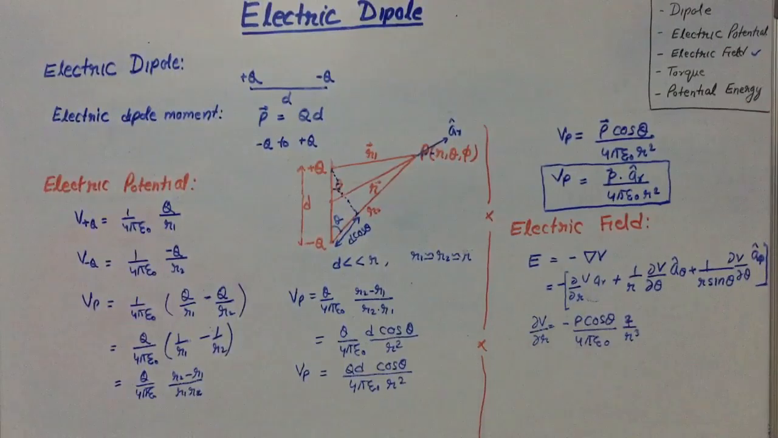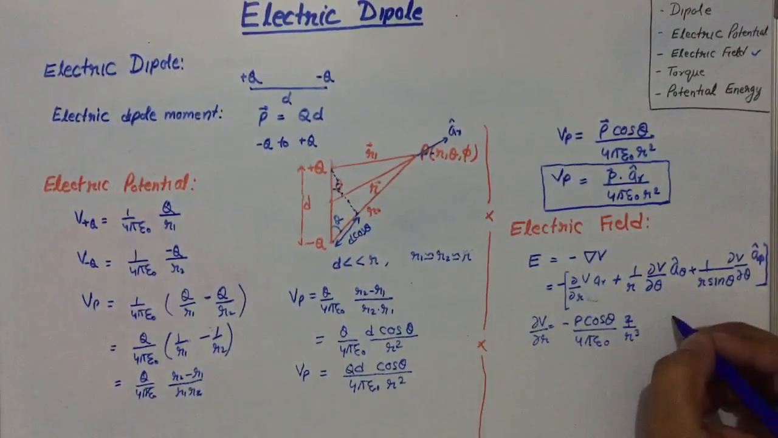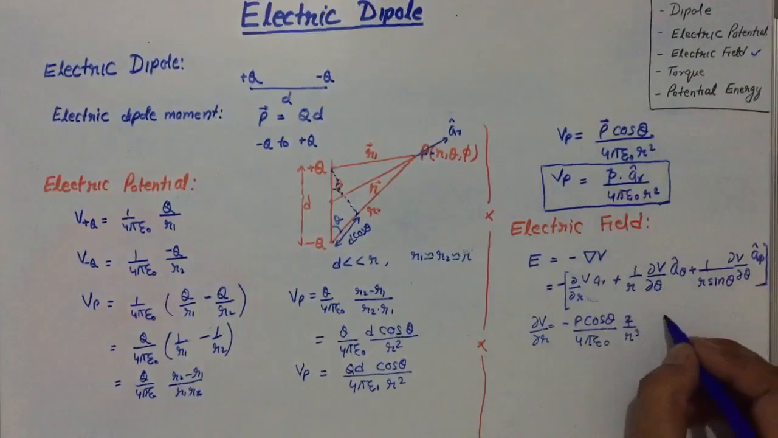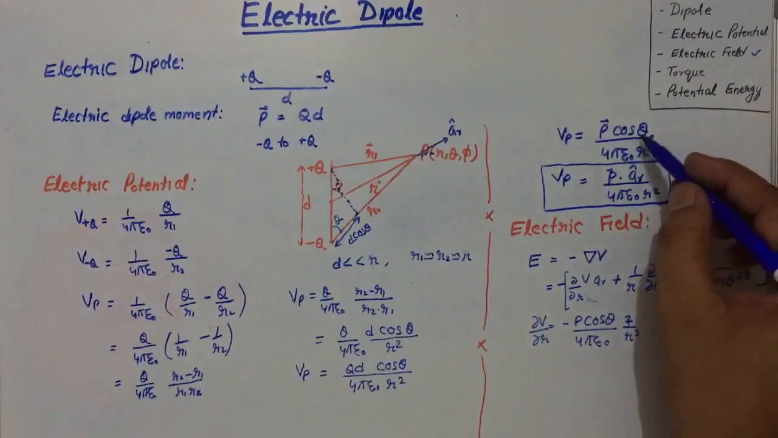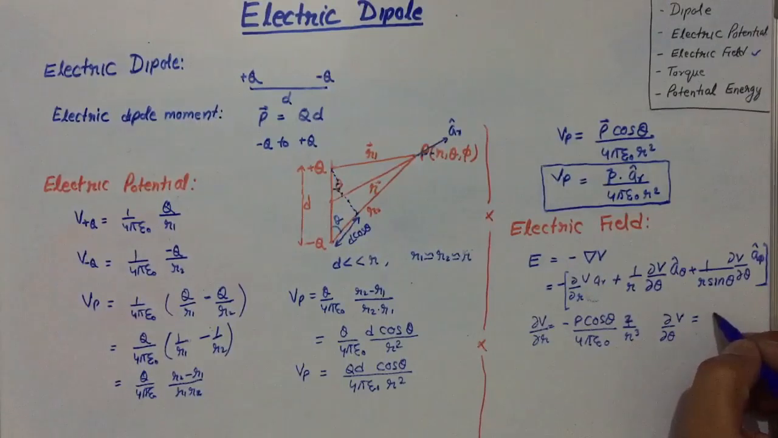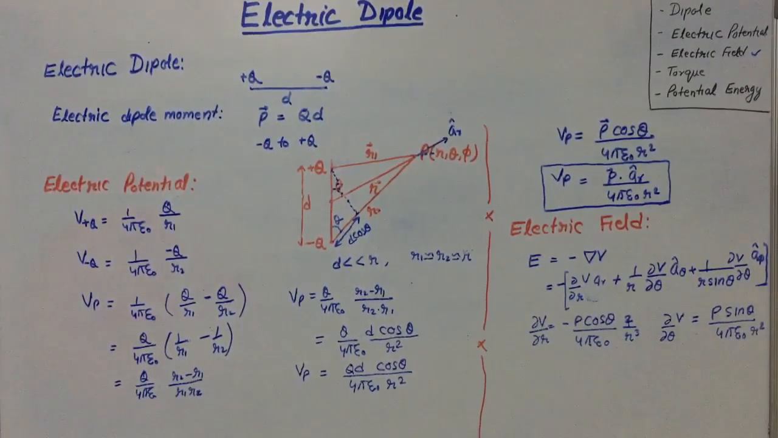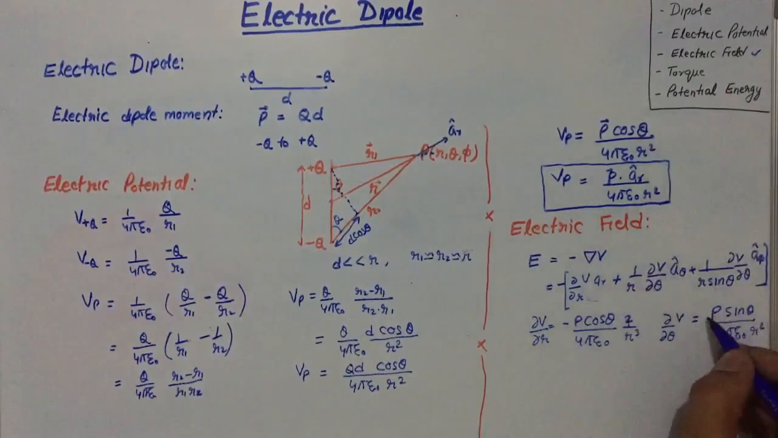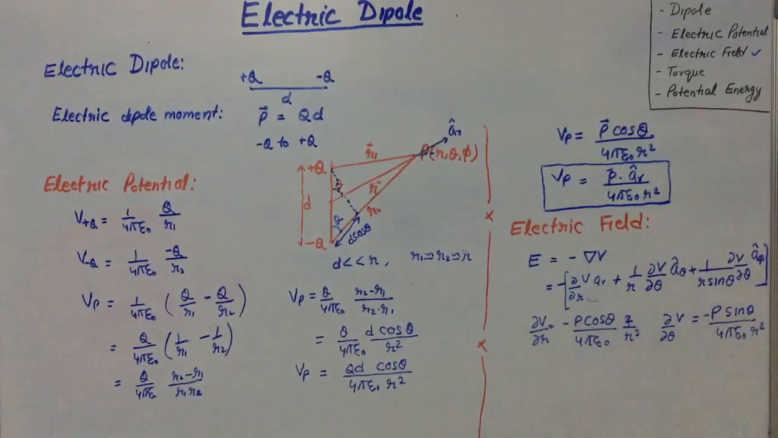So that is del V over del r. Similarly, if we differentiate with respect to theta, because there are only two variables, r and theta, in V, then we find minus p sine theta divided by 4 pi epsilon naught r square. Here the differentiation of cos theta gives a minus. Now it is okay.